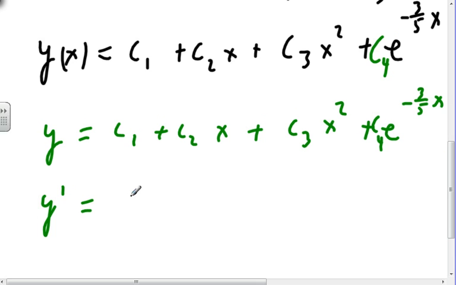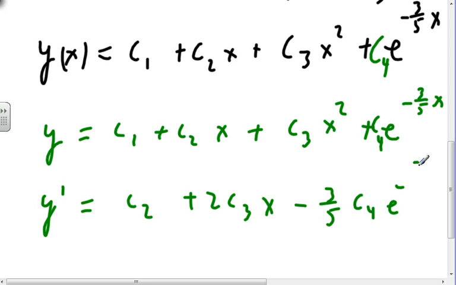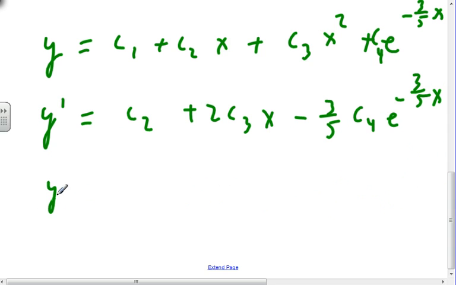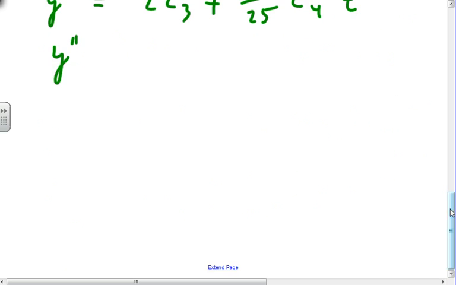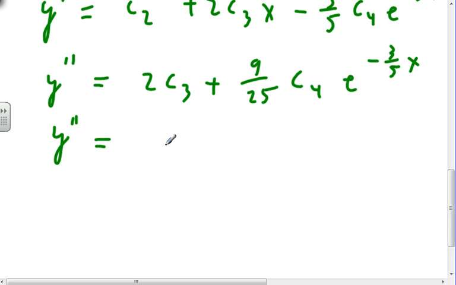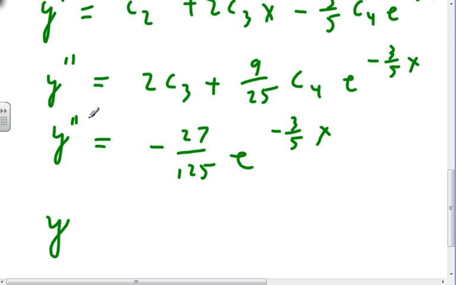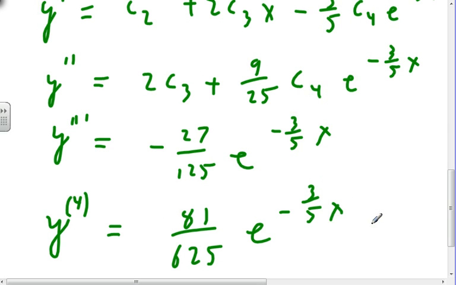y prime is c2 plus 2c3 x minus 3/5 c4 e to the minus 3/5 x. y double prime is 2c3 plus 9 over 25 c4 e to the minus 3/5 x. y triple prime, that guy goes away, minus 27 over 125 c4 e to the minus 3/5 x. y fourth derivative is 81 over 625 c4 e to the minus 3 over 5x. I think that's what it is.